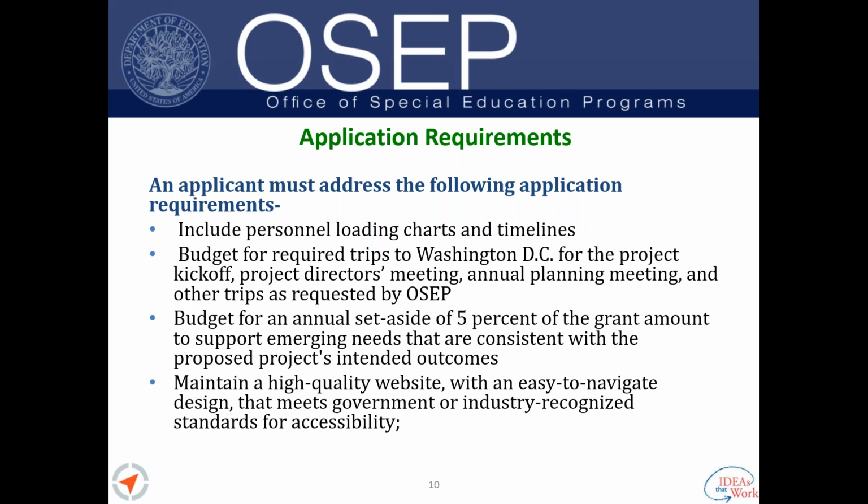It also needs to include a budget for an annual set-aside of 5% of the grant amount to support emerging needs that are consistent with the proposed project's intended outcomes. And it needs to include an assurance to maintain a high-quality website with an easy-to-navigate design that meets government or industry-recognized standards for accessibility.